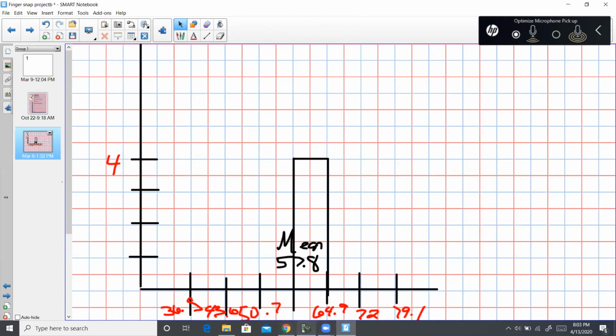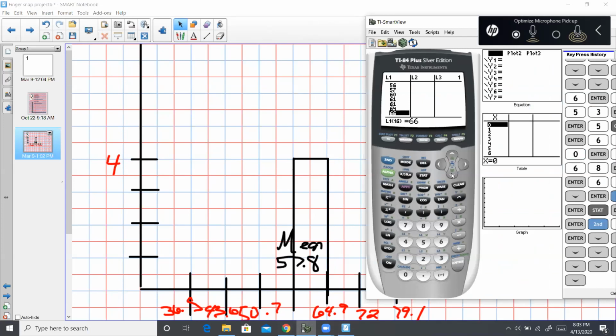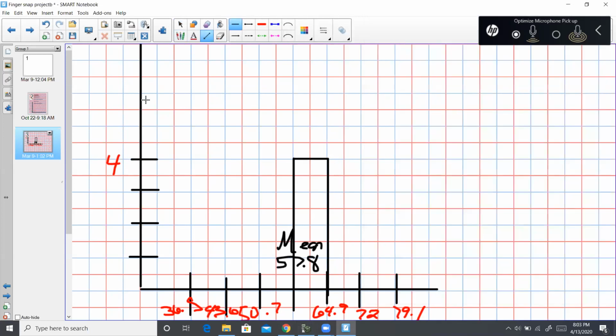All right, now we need to count how many got bigger than 64.9 and up to 72. So we're going to go here. So now we're going to go 1, 2, 3, 4, 5, and we got 5 there. Okay, so we're going to put a bar right here. It's going to be 5 there. So we're going to put a 5 here, and draw a bar that goes up to 5 here. That is a 5. And nobody got bigger than 72 finger snaps. So we're going to stop right there.